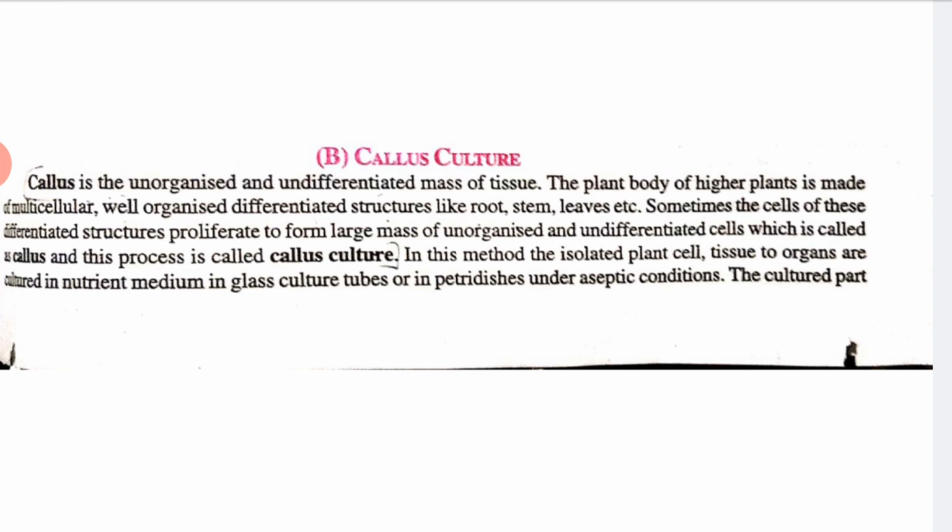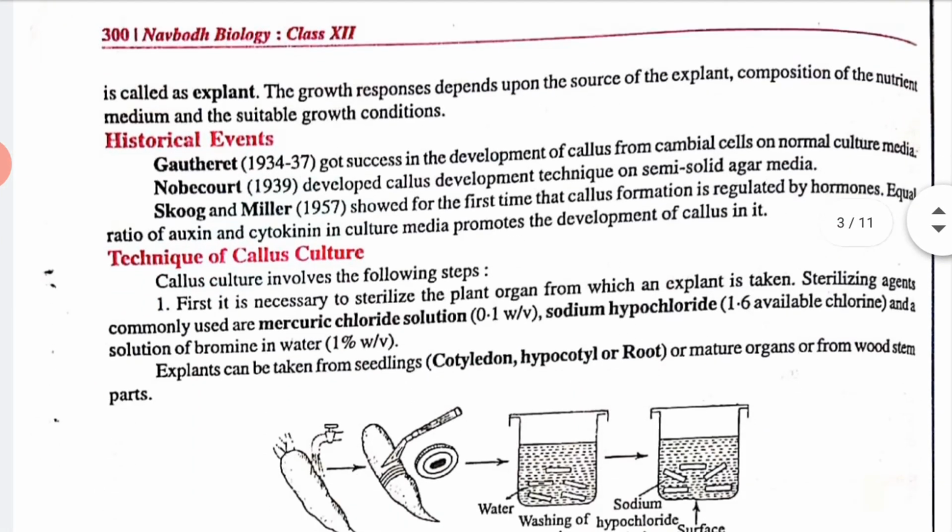The plant body of higher plants is made of multicellular, well organized, differentiated structures like root, stem, leaves, etc. Sometimes the cells of these differentiated structures proliferate to form a large mass of unorganized and undifferentiated cells, which is called a callus. Okay, and this process is called callus culture. Okay, so I'll show you how this process can be done.